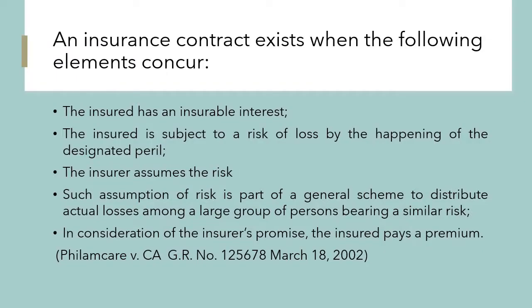An insurance contract exists when the following elements concur. 1. The insured has an insurable interest. 2. The insured is subject to a risk of loss by the happening of the designated peril. 3. The insurer assumes the risk. 4. Such assumption of risk is part of a general scheme to distribute actual losses among a large group of persons bearing a similar risk. And 5. In consideration of the insurer's promise, the insured pays a premium.